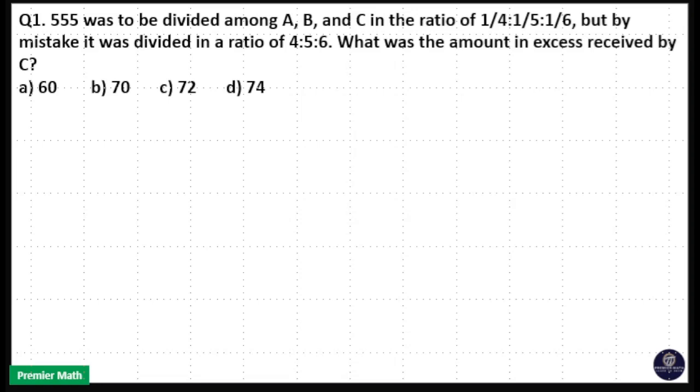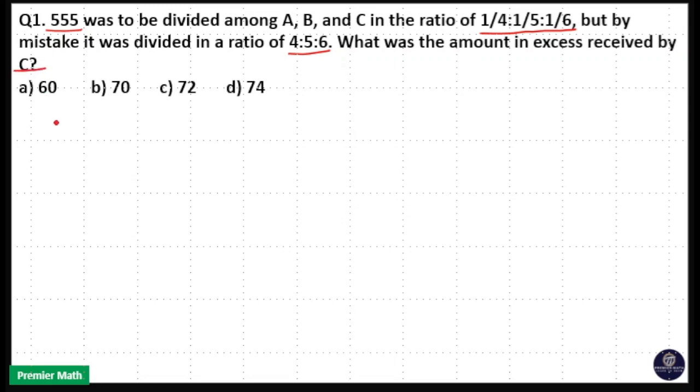Our first question is Rupees 555 was to be divided among A, B, C in the ratio of 1/4:1/5:1/6. But by mistake it was divided in a ratio of 4:5:6. What was the amount in excess received by C?